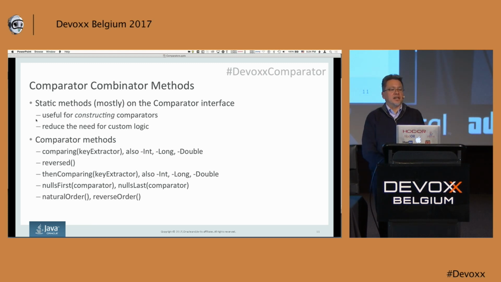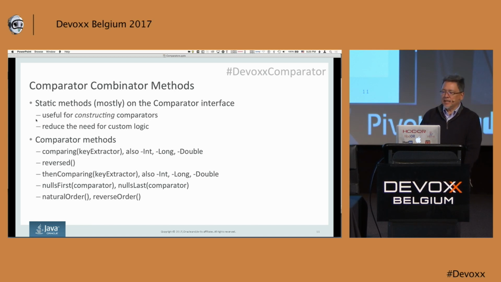Okay, welcome back to the second half of the Comparators talk. In the second half, I'm going to move on to somewhat higher level constructs. A lot of this is going to be about what we call the combinator methods on the comparator interface.